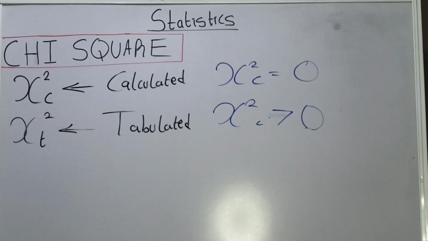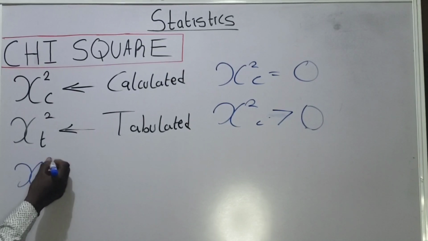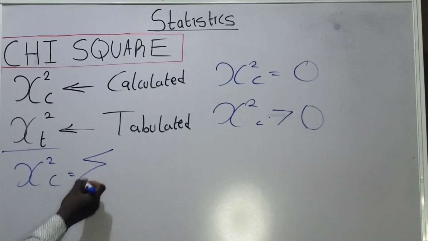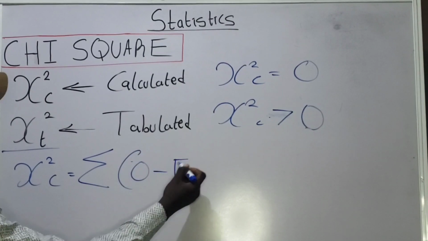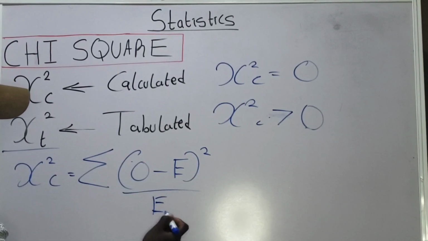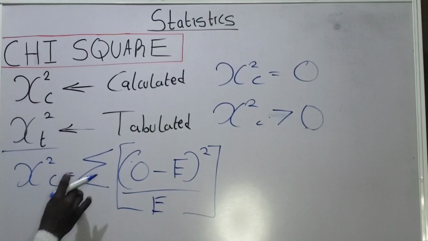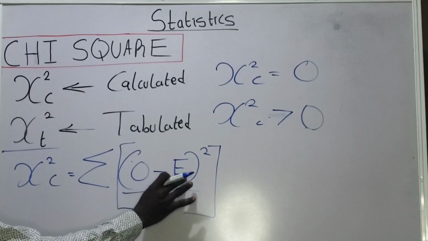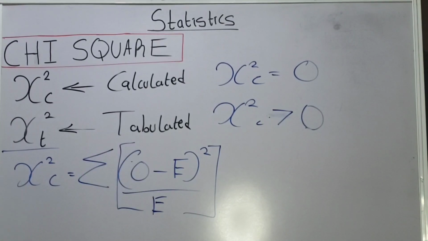Now, mathematically, chi-squared can be expressed as this. I'm now talking about the calculated chi-squared. Don't forget that I told you the tabulated chi-squared is given on the table, and it might even be given in the question. So now, to determine the calculated chi-squared, it is given by this formula: summation of the difference between the observed and the expected frequency, squared, all over the expected. This is the formula. The square of the difference of the observed and the expected frequency divided by the expected frequency, their summation will give us the calculated chi-squared.